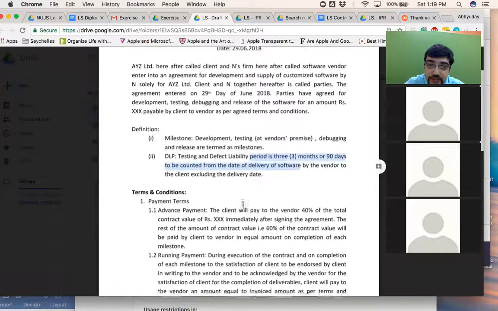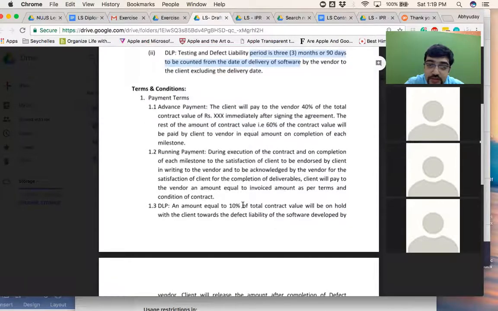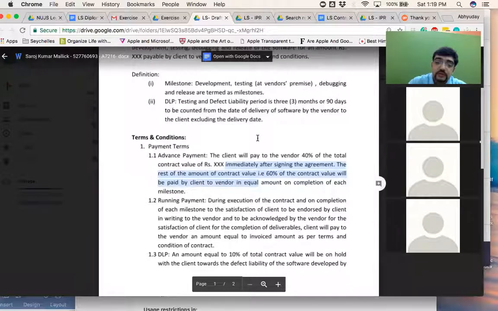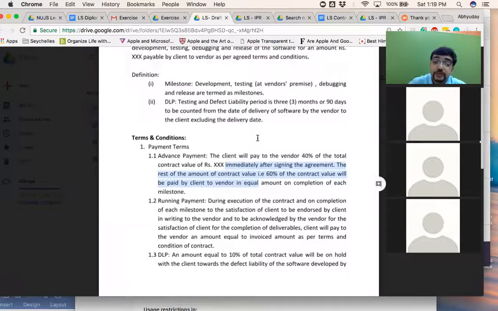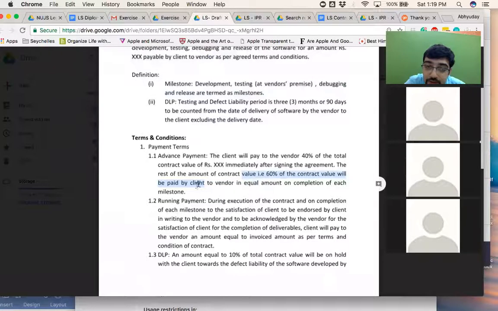So his payment structure is a bit different. Some of you have done 40, 30, 30. He has done 40, 60. On completion of each milestone. His milestones are not clear because the sequence of milestones is not clear. He has written 60% will be paid by client to vendor in equal amount on completion of each milestone.